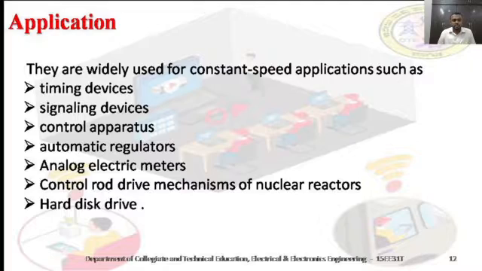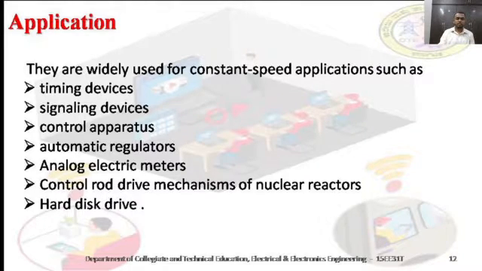Analog electrical meters also use this reluctance motor, as does the control rod drive mechanism of a nuclear reactor. In the nuclear reactor, in order to produce nuclear energy, the rod will be inserted, and when the rod gets consumed, it has to be lifted up for servicing purposes or to add new ones. Then the hard disk: it has to run constantly in order to fetch the information we are looking for.